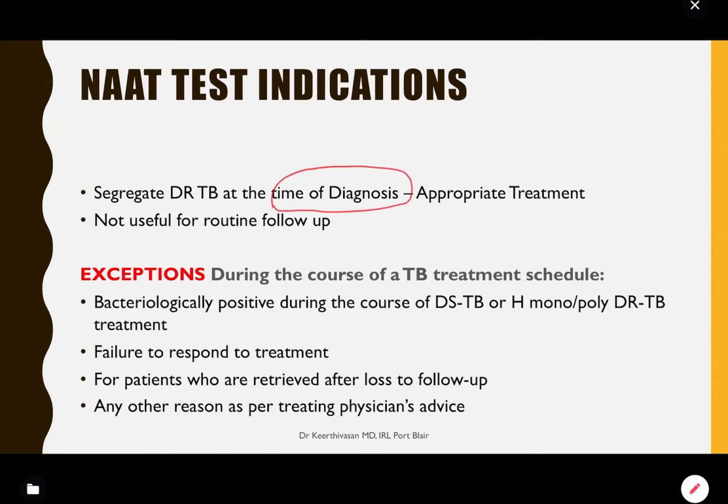The purpose of this is to segregate DRTB patients, drug resistant TB patients, based on rifampicin resistance status. We segregate them so that we can start appropriate therapy. As I told in the previous session, therapy is divided into drug sensitive therapy, where first line drugs are given to those patients, and drug resistant TB, where different regimens are there for each scenario.